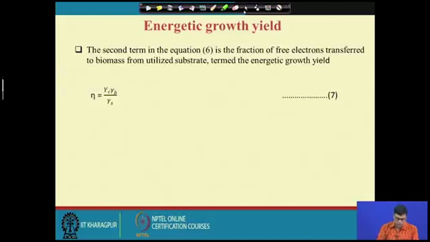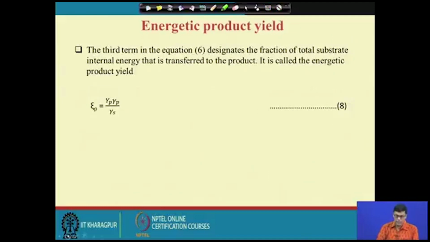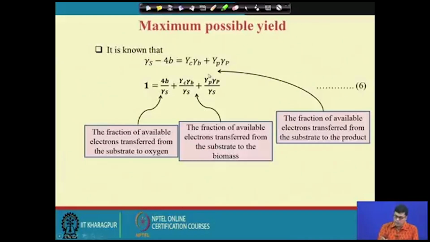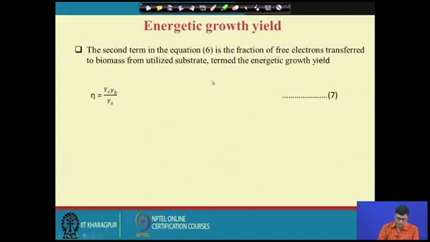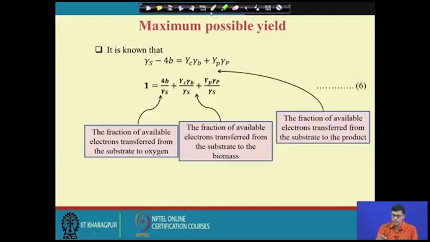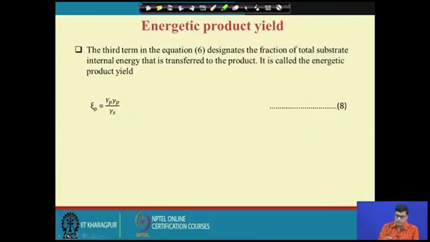Now, if you go through the second portion, here we can find this portion. This portion we call energetic product yield. So energetic product yield is Yp gamma P by gamma S, and we can write it like this.